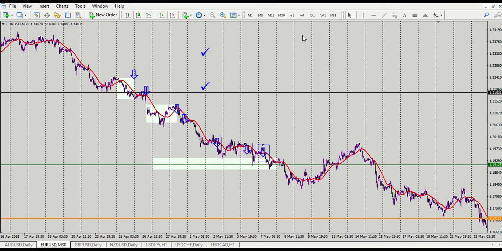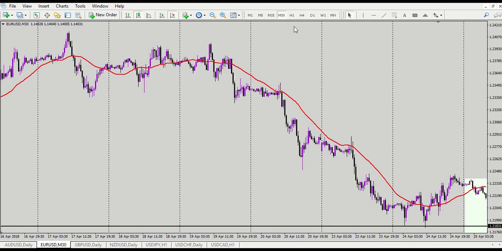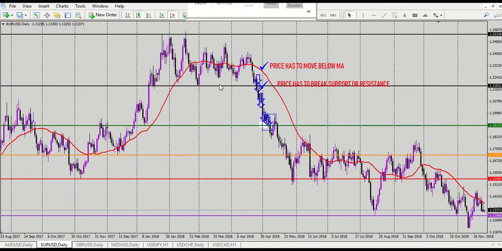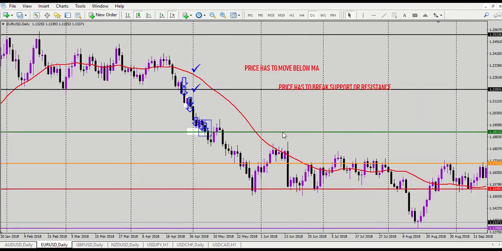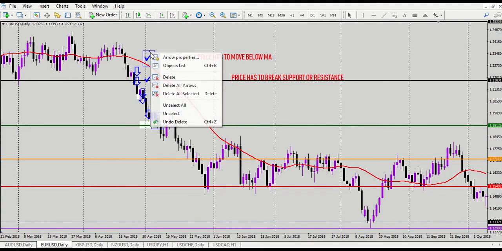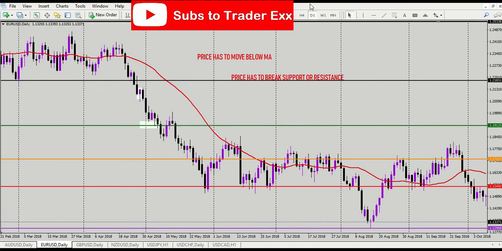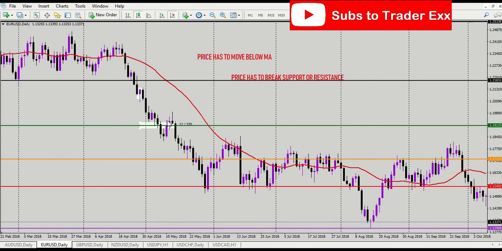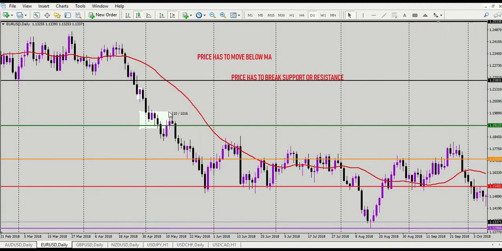Right. So now that your trades are all out, they've all taken profit at the green zone, right? What you need to do is we go back to our daily chart and we wait for our next signal, right? We wait for our next signal. So let me just remove these real quickly, delete all arrows. There we go.